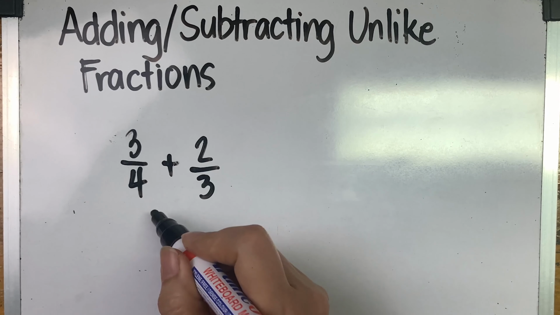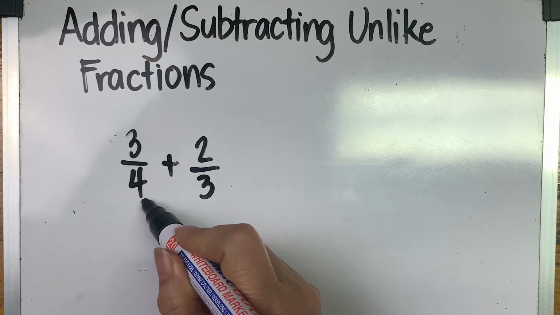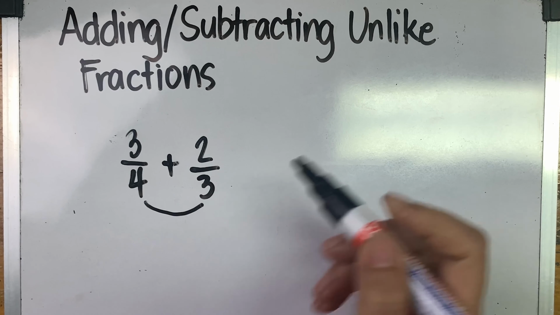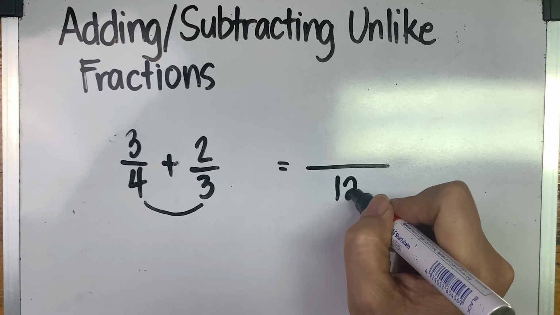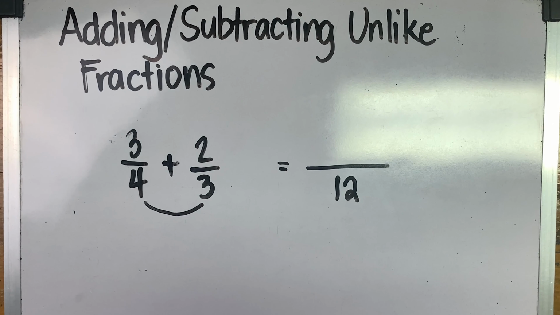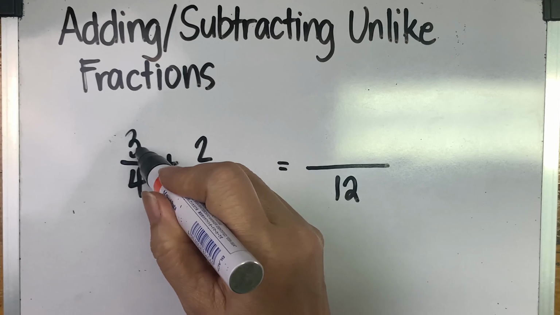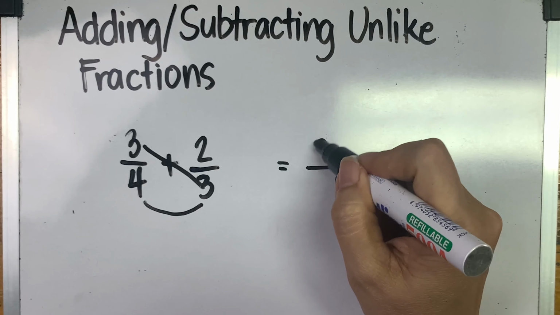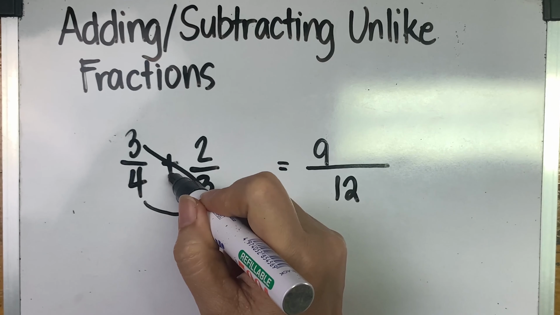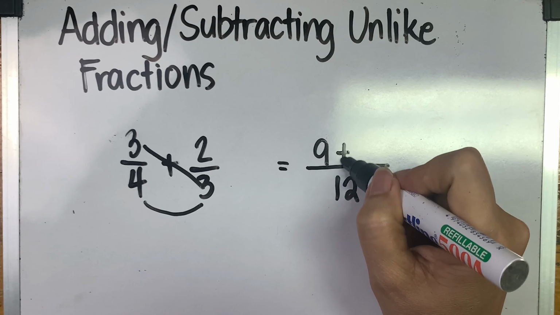First, we have to multiply the two denominators, 4 and 3. So 4 times 3 gives us 12. Next, we need to cross multiply these two together. So 3 times 3 gives us 9. Whatever is the sign, we have to include it here.